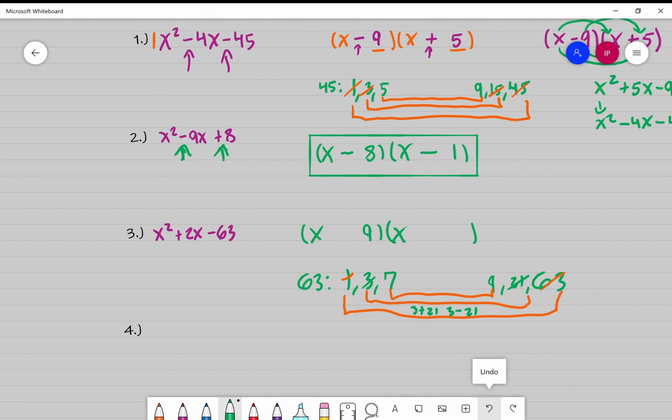Largest number first. Now we need to pick the signs. This sign tells me that both signs will be different. And this sign tells me the sign of the largest number. So since the largest number is 9, it's going to be positive. And then since they're different, this one's going to be negative. And that's our answer.